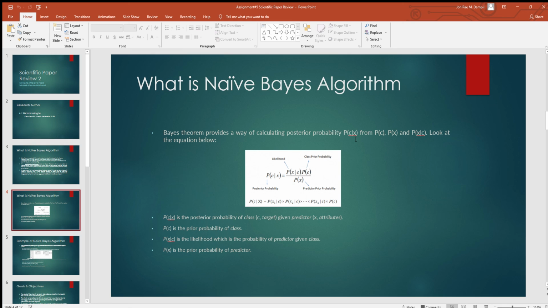So the naive-Bayes algorithm is a way of calculating posterior probability, P(C|X), from P(C), P(X), and P(X|C), where P(C|X) is the posterior probability of class C (the target) given predictor X (the attributes), and P(C) is the prior probability of the class. P(X|C) is the likelihood, which is the probability of the predictor given the class, and P(X) is the probability of the predictor. So this is the formula.